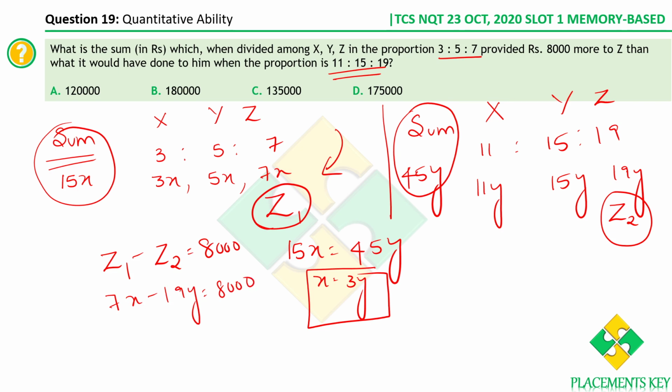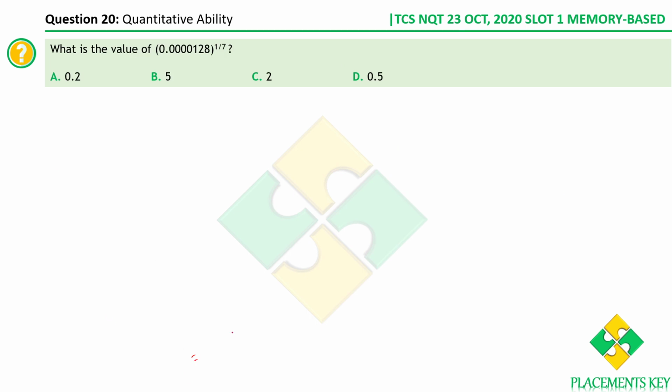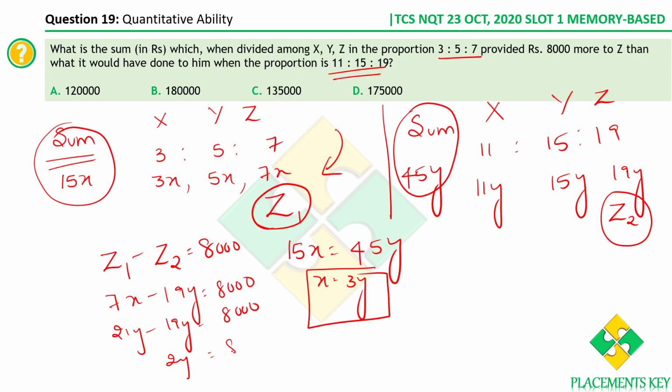We know x value is 3y, right? So 7 times 3 is 21y, so you get 21y minus 19y is equal to 8,000. So you get 2y is equal to 8,000, and then the value of y is 4,000. Now what are we supposed to find? Are we supposed to find the value of y? We are supposed to find the total sum.